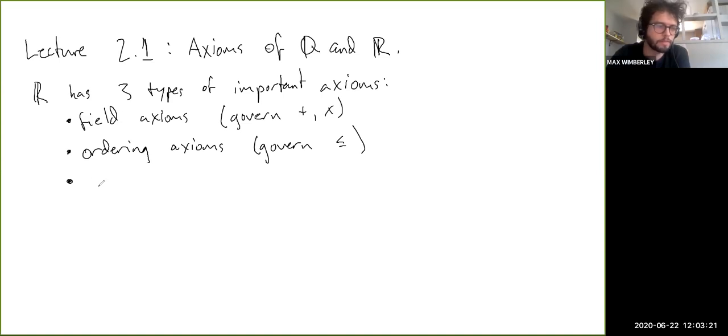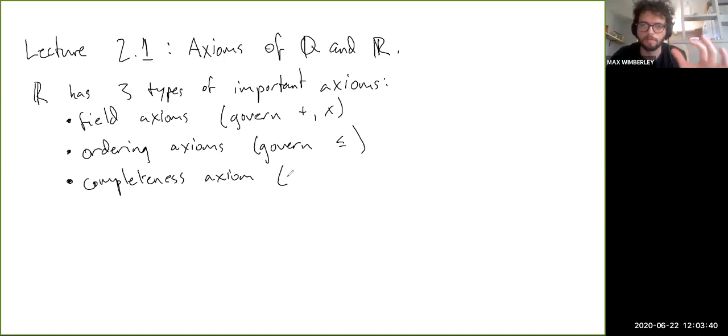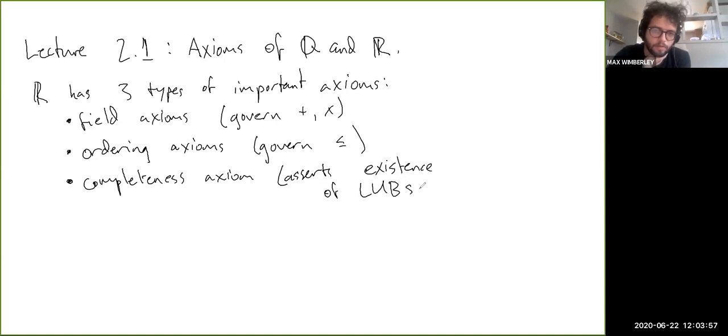And then the last one is the completeness axiom. So we'll get to that later. That's the golden fleece of axioms of the real number system. That's what makes R special. That's what actually makes R the system that we want to use. So what this does is assert the existence, it's just one axiom, of least upper bounds. So don't worry about this for all subsets, at least all bounded subsets, okay? So I'll explain that later in a later video.